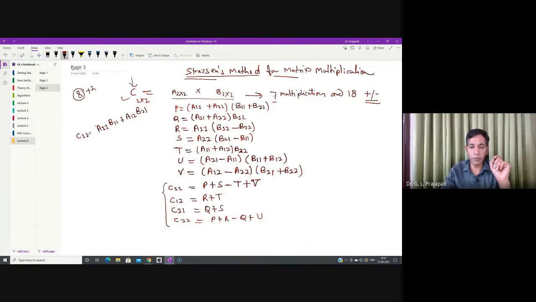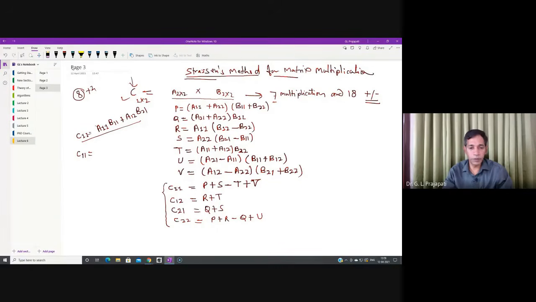Strassen says that C11 is equal to P plus S minus T plus V. P is this, and S is this. So first you do P plus S, then minus T plus V. Once you go through this kind of algebra, finding the summations and differences, you will get the entries just like the brute force method.